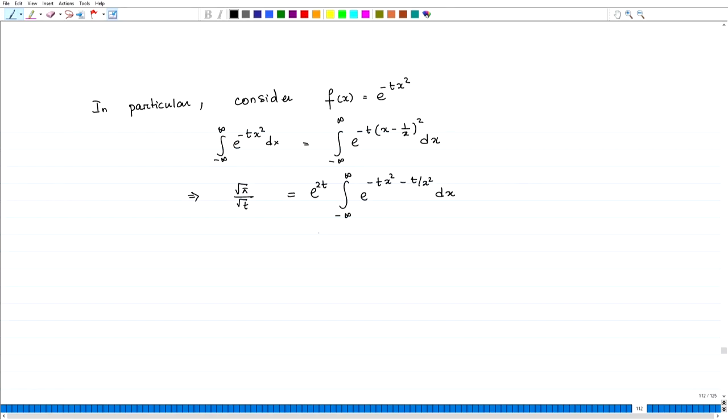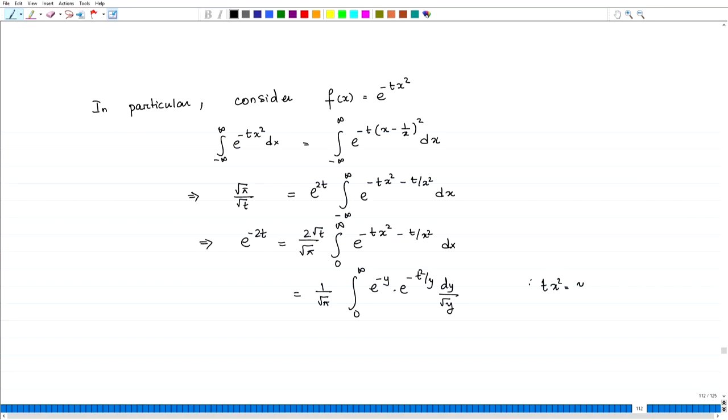So, making a change of variable, what we get, and bringing it to the other side, e^(−2t) is equal to 2 square root of t by square root of pi, and then look at this, this is an even function. So, therefore, I can make it 2 times the integral from 0 to infinity of e^(−(t x² + t/x²)) dx. Now, making a change of variable t x² is equal to y, what we are going to get is 1 by square root of pi, the integral from 0 to infinity of e^(−y) e^(−t²/y) dy by square root of y. Just with the change of variable, if you are taking t x² is equal to y.